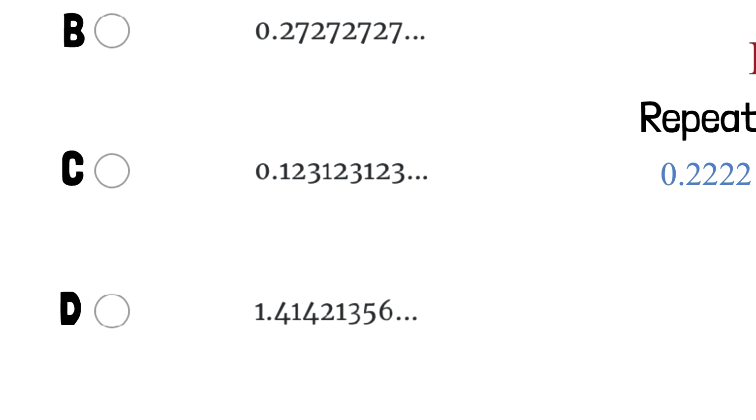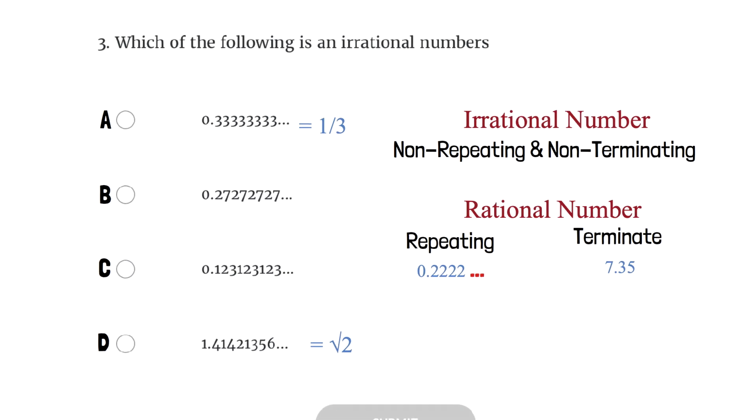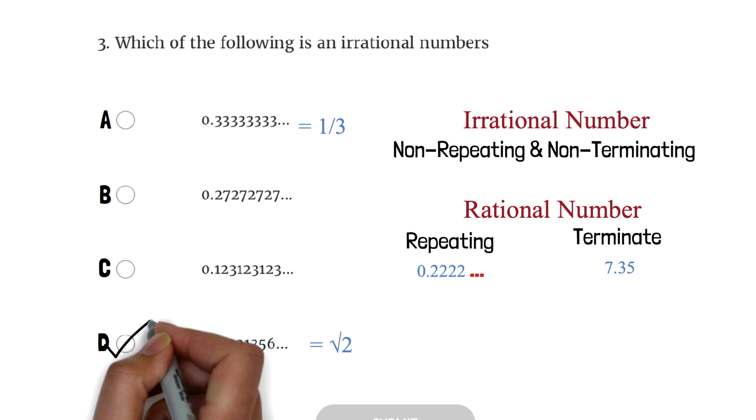For the last one, when we look at the decimals, we have 1.4142136 and so on. The numbers are not repeating in any orderly form, so we say it's non-repeating. Also, the number continues, so we say it's non-terminating. We can therefore say that 1.4142136 and so on is an irrational number. This is actually the same as √2, which we already know from the previous question to be irrational. Try it on your calculator, square root of 2. So this is our answer.